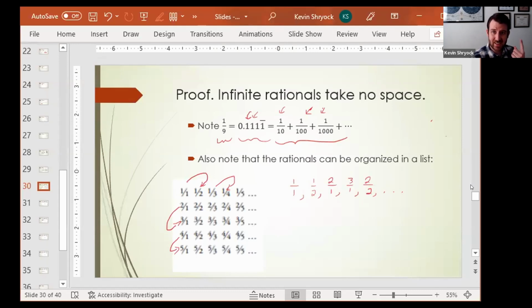So those are the two facts. One, I can make a list that has every single fraction number in it, and two, I can represent 1/9 as a bunch of addition. All right, those are the two facts. Let's take a look at how we can creatively use those.